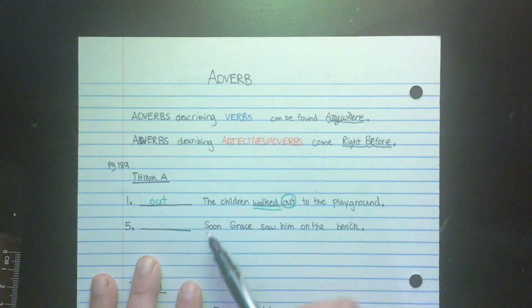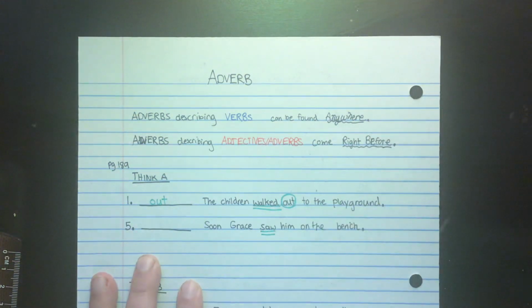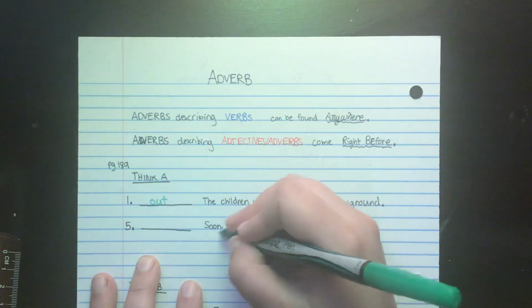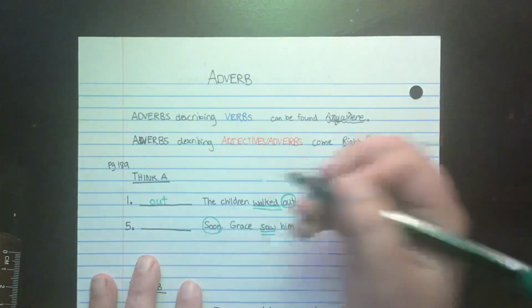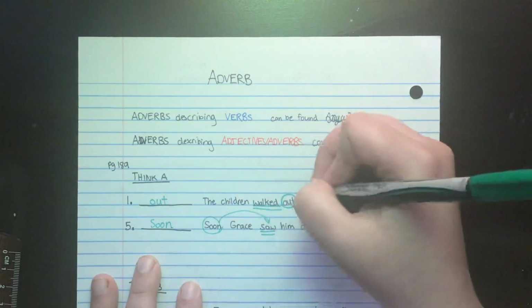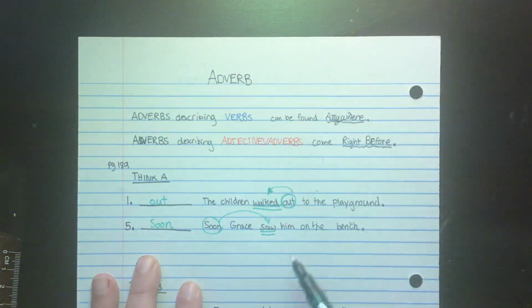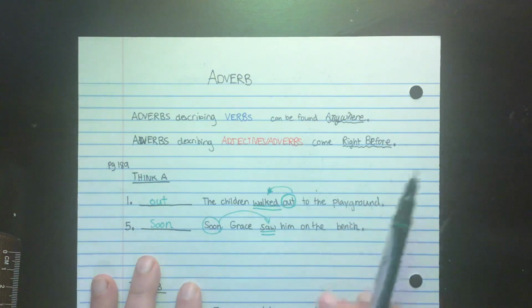Let's look at the second one. Soon, Grace saw him on the bench. So once again, we find the verb first and double underline it. What is Grace doing? She's seeing someone. Saw is the verb. And what's describing how or where or when she saw? Well, soon. You'll notice this time the adverb is at the beginning of the sentence. That's because soon is describing a verb, just like out is describing a verb. And whenever an adverb describes a verb, it can be anywhere in the sentence. You have to do a little bit of looking.